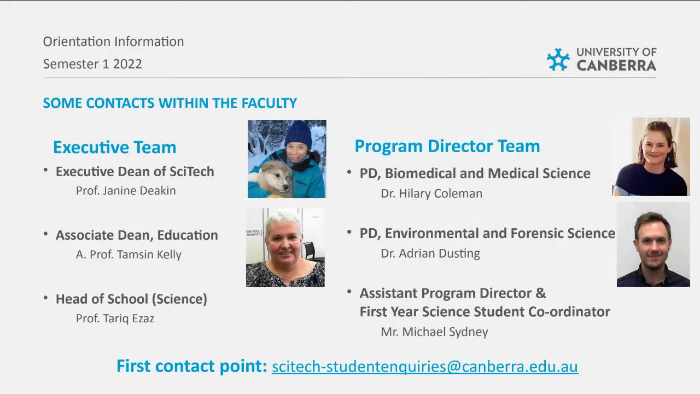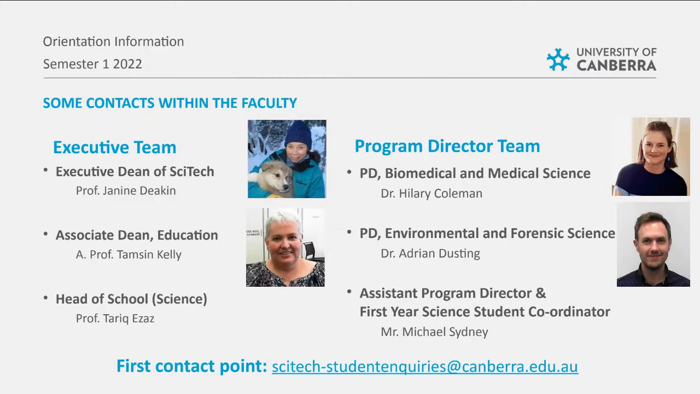So we've got Janine Deacon, who's our Executive Dean of Science and Technology, so of the whole faculty. You saw some comments up there before from Associate Professor Tamzin Kelly, who's our Associate Dean of Education. And we also have our Head of the School of Science, Professor Tariq Azaz. I actually just saw him, he stuck his head in the room just before. So he is around. Probably these people that I've just mentioned you might not be dealing with in that capacity, but you will actually see them in some of your units, depending on which units you're studying. So we're really fortunate here, I think, in UC where some of these people who have these positions are actually really heavily involved in the teaching and research that's taking place in our faculty.